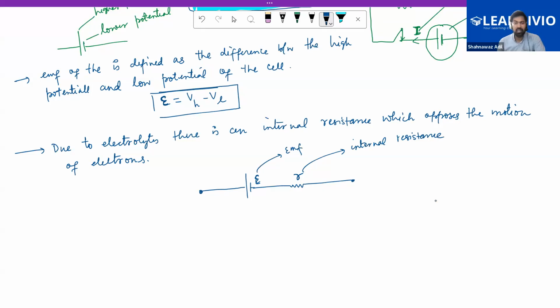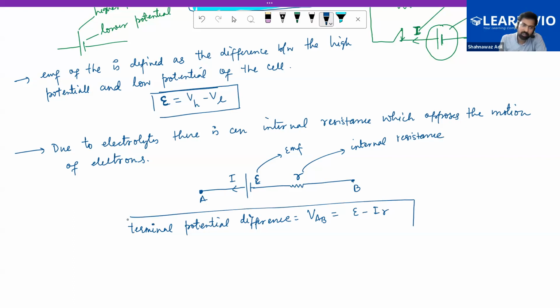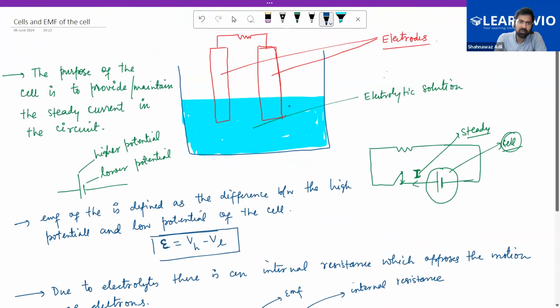And now there is a terminal potential. Let's say the current is passing in this direction, so then there would be a terminal potential between this point A and point B. The terminal potential difference is VAB, and this is given as E minus Ir. So this is the terminal potential. This is a very important quantity, right? We'll talk about this in more detail, but please note this down.